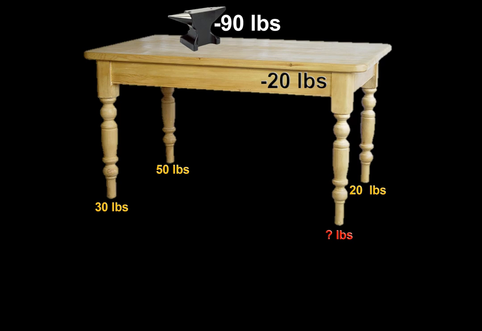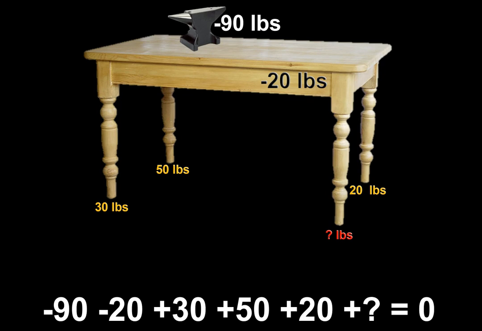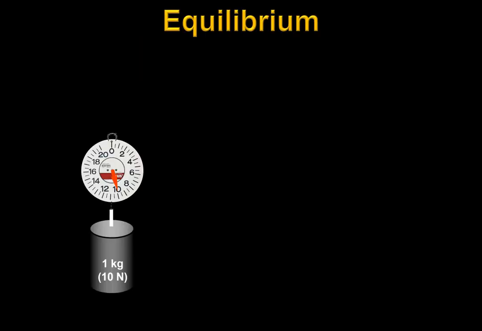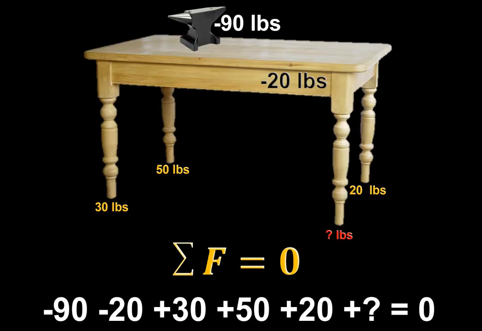Again, it's at equilibrium, the table's not moving. So all the forces going down, which would be our 90 and our 20, have to equal all the forces going up, which would be the four legs. So you do negative 90, minus 20, because they're both going down, plus 30, plus 50, plus 20, because those forces are going up, since that's the force of the ground on the leg. Those are basically normal forces. And you just solve for the missing force, because your net force, or your sum of forces, is 0. So let's do a little bit of math real quick, shall we?